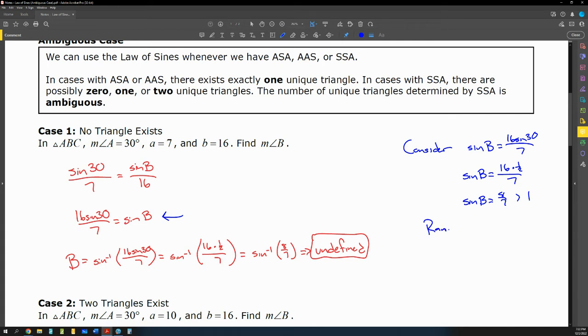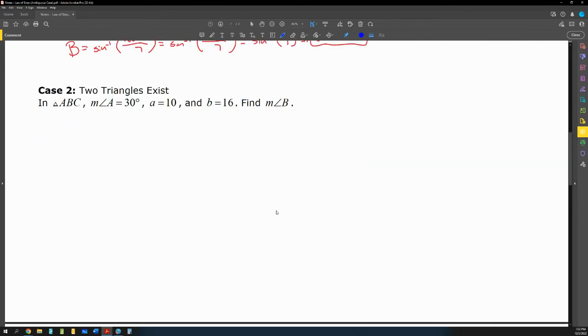So the range of the sine is from -1 to 1 inclusive. Okay, 8/7 is outside of the range of the sine. Okay, therefore no triangle exists. Okay, case 2. 2 triangles exist.